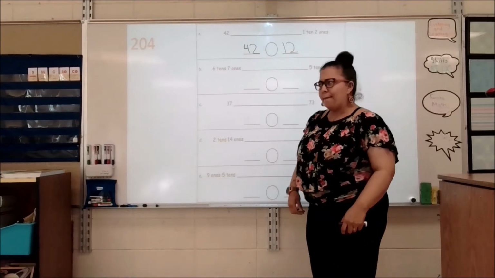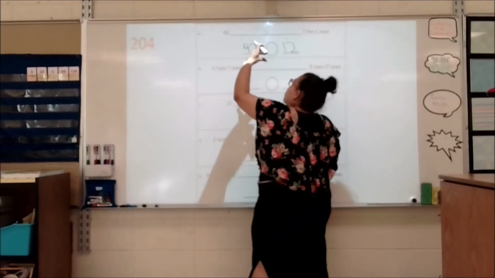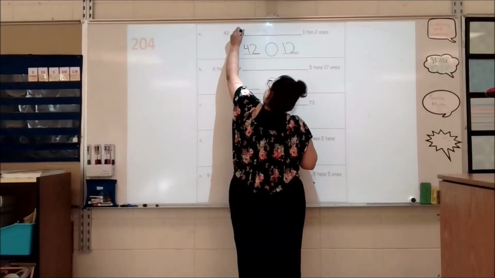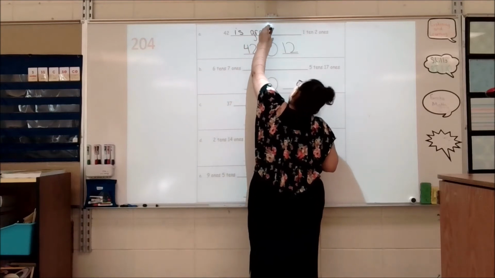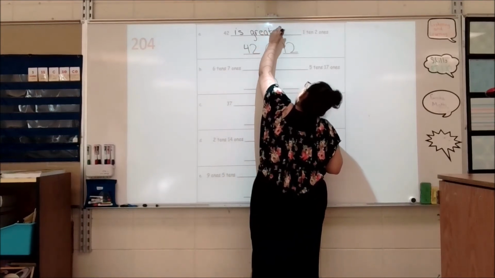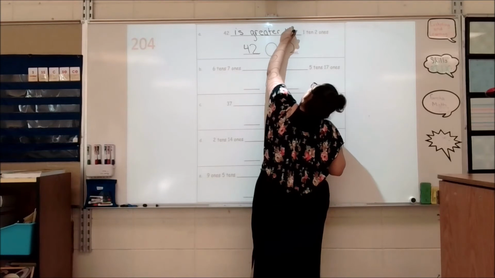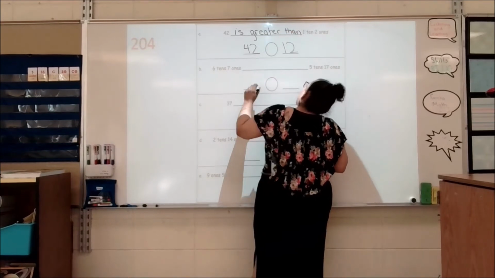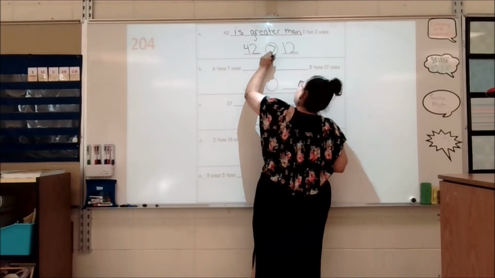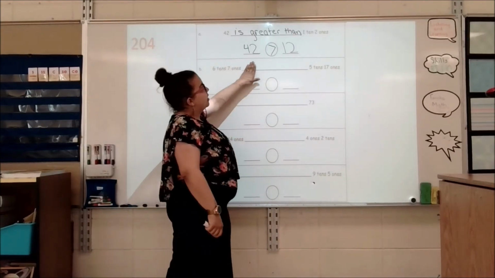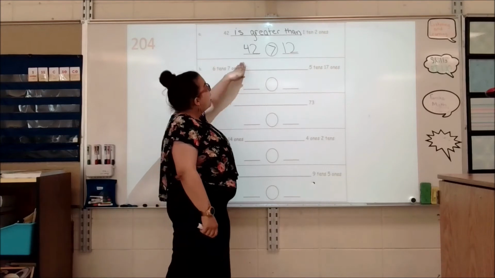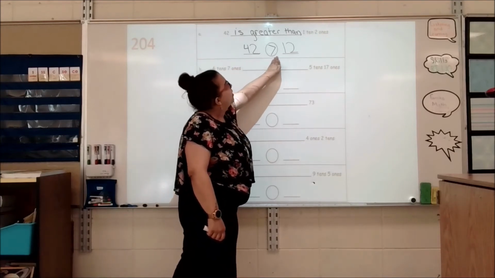It's greater than because there's more tens. So 42 is greater than 1 ten 2 ones. And the symbol that matches that, which allows us to read from left to right as greater than, is the little alligator going this way. 42 is greater than 12.